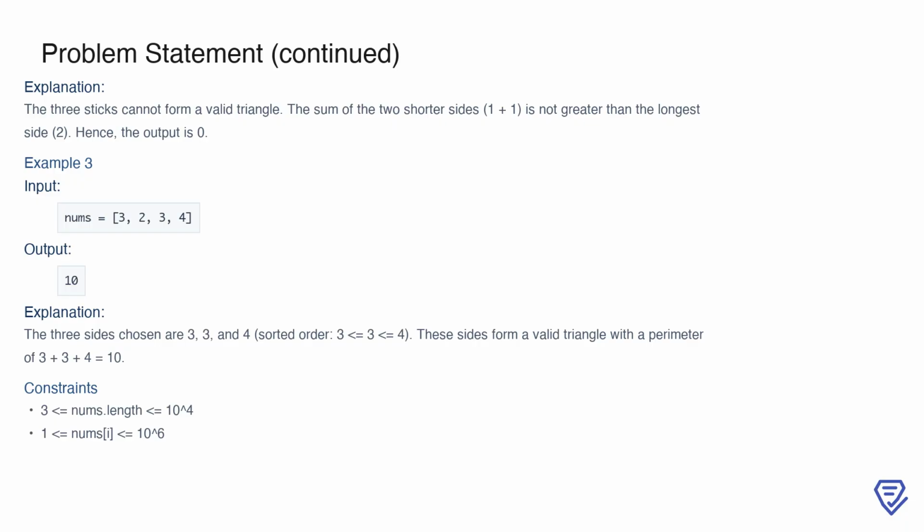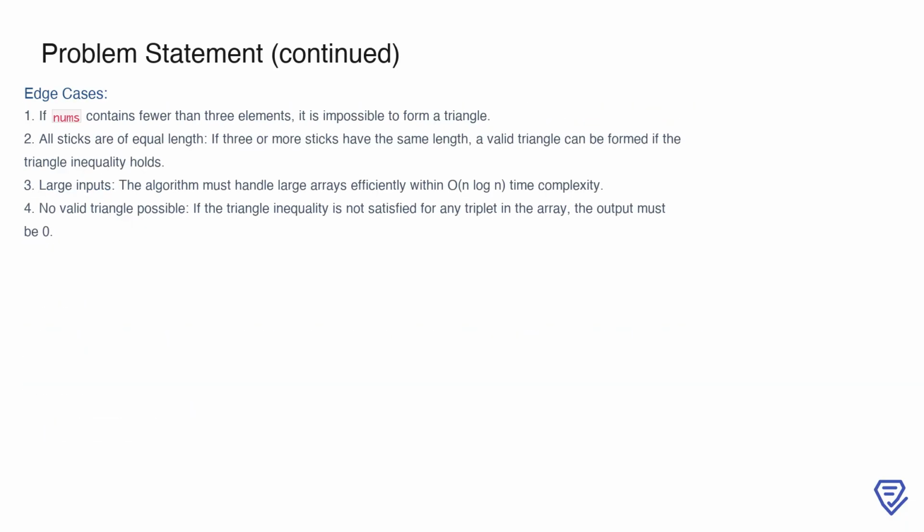Now, before we move on, it's important to note the constraints of the problem. The length of the input array will be at least 3 and at most 10,000, and the stick lengths will range between 1 and 1 million. This means the solution needs to be efficient enough to handle large inputs within a reasonable time. Now, let's consider some edge cases you might encounter.